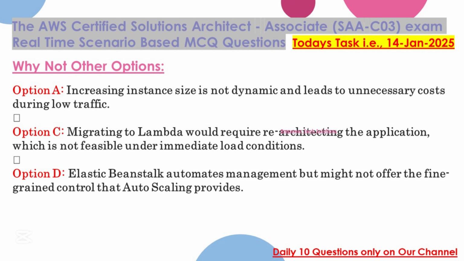Why not other options? Option A. Increasing instance size is not dynamic and leads to unnecessary costs during low traffic. Option C. Migrating to Lambda would require re-architecting the application, which is not feasible under immediate load conditions. Option D. Elastic Beanstalk automates management but might not offer the fine-grained control that auto-scaling provides.